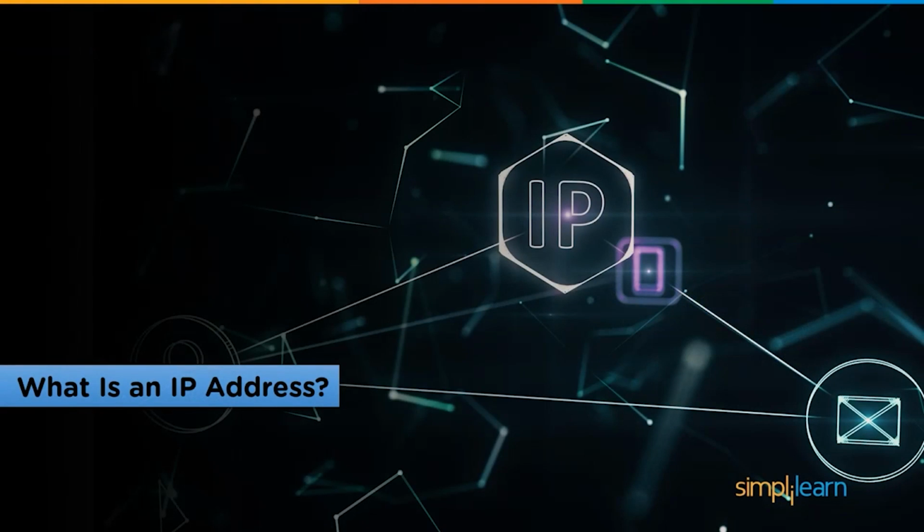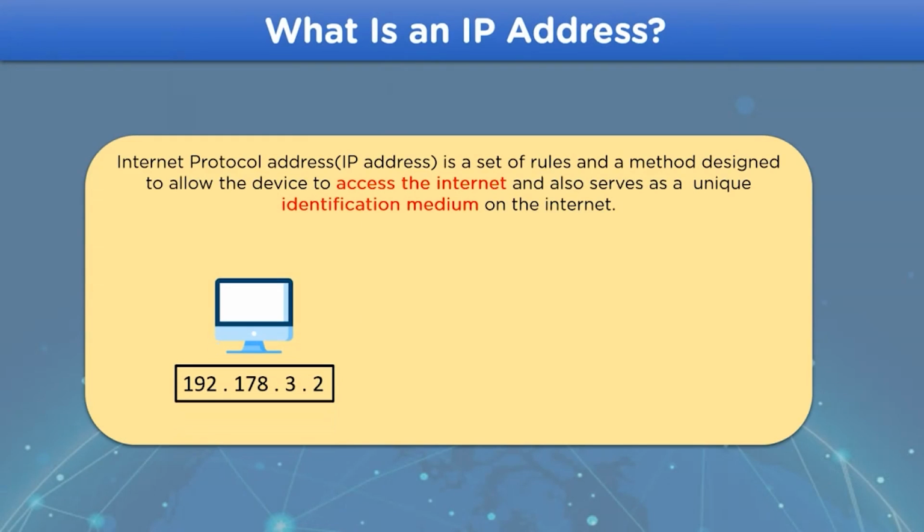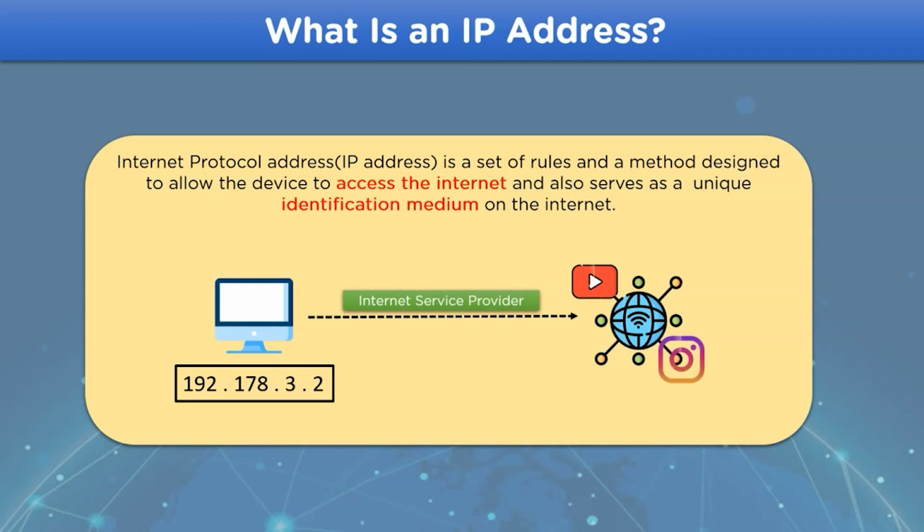Firstly, we'll understand what exactly is an IP address. An IP address, or Internet Protocol address, is a unique numerical identifier assigned to every network device when it connects to the Internet. This address is assigned by the Internet Service Provider, which acts as a way for the system to access Internet applications and a unique identity for the device.